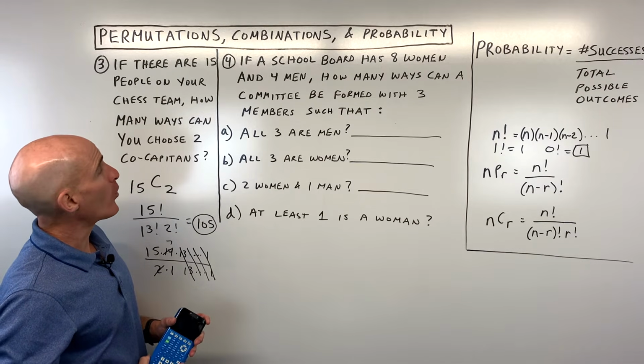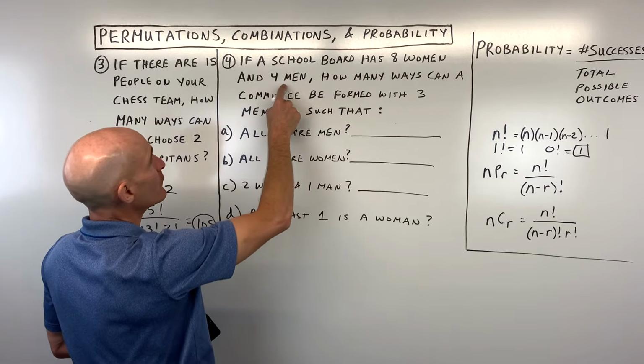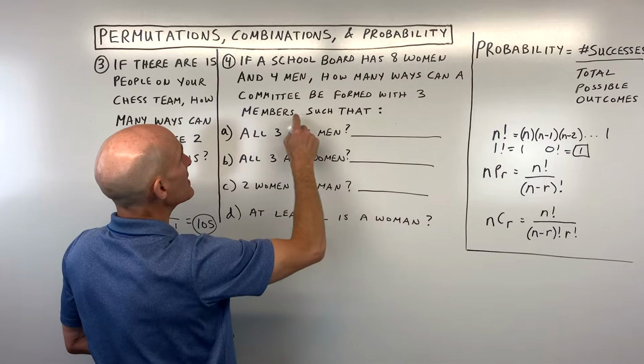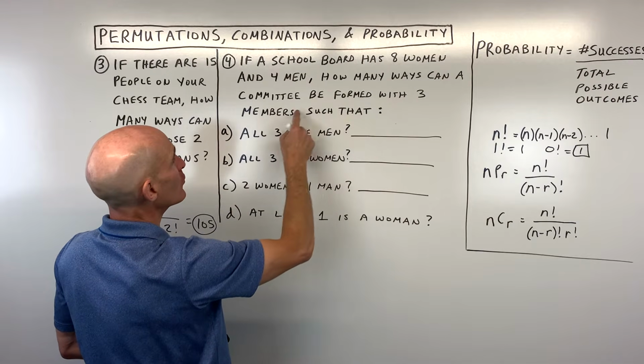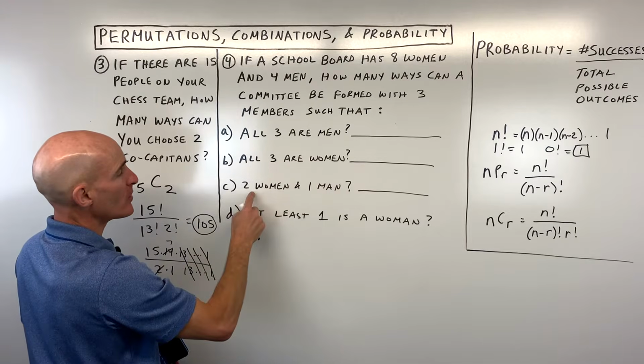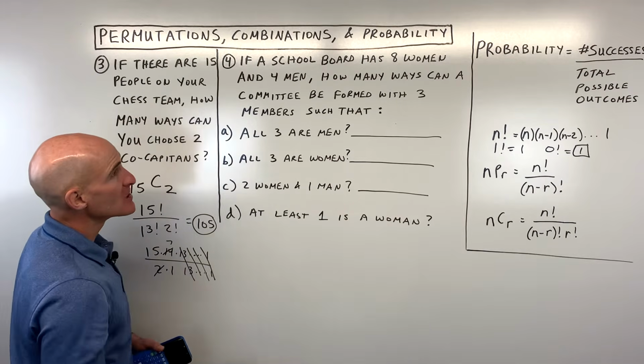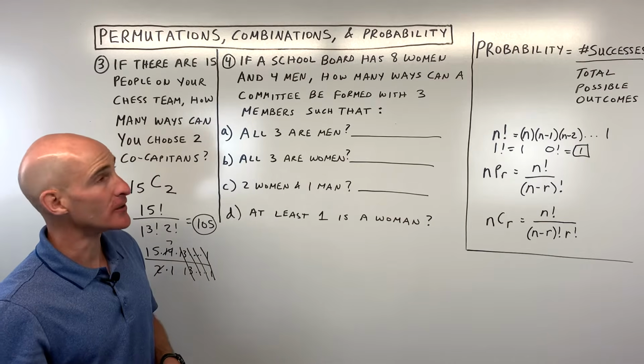Okay, so for number 4, see if you can do this one. It says, if a school board has 8 women and 4 men, how many ways can a committee be formed with 3 members such that all 3 are men, or all 3 are women, or 2 are women and 1 is a man, and at least 1 is a woman? So we've got a multi-part question here.